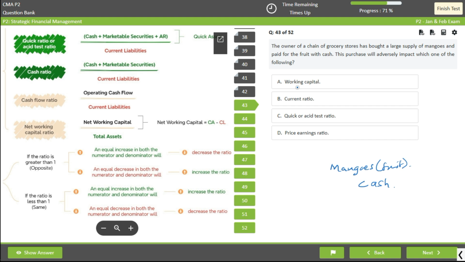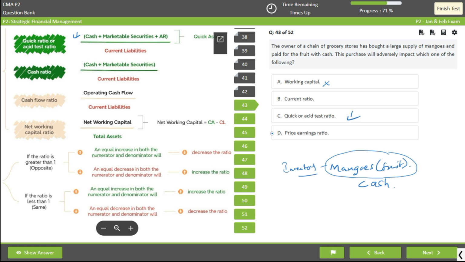Working capital. See, working capital is the difference between current assets and current liabilities. You are only changing your current assets, so there will be no impact on working capital. Quick or acid test ratio. With the acid test ratio, what happens is your cash is decreasing and we don't include mangoes, as inventory, in the calculation. Inventory is not included while calculating the quick ratio or acid test ratio. This is going to impact your quick or acid test ratio. This will decrease your acid test ratio because the cash is decreasing.